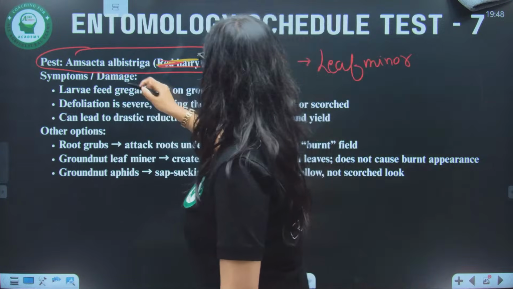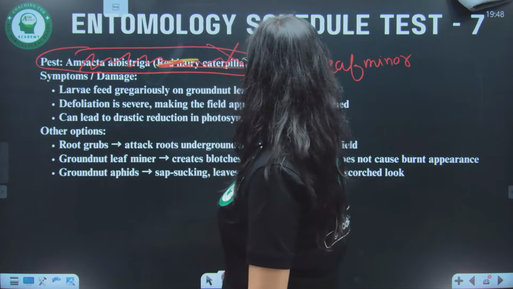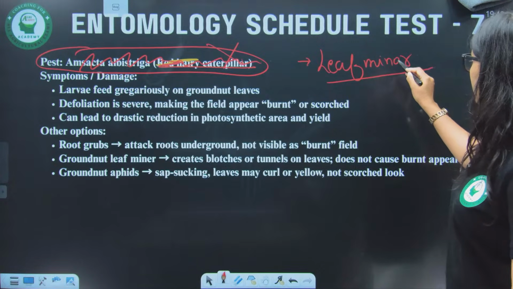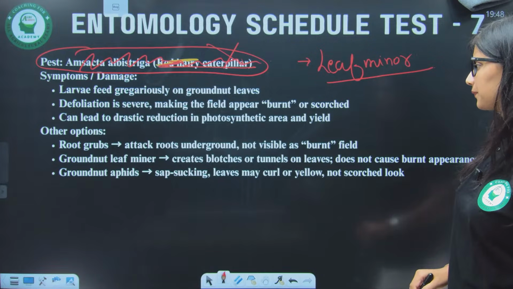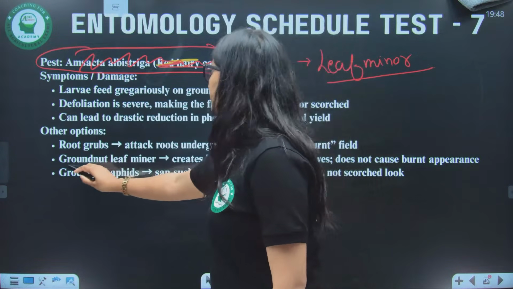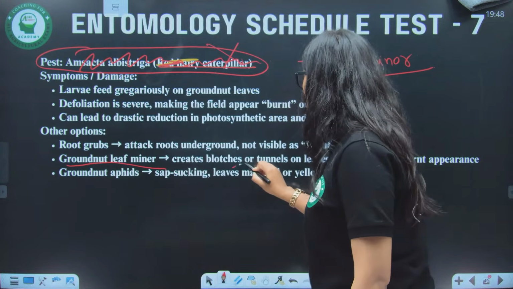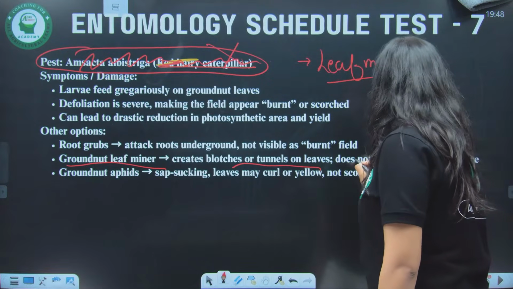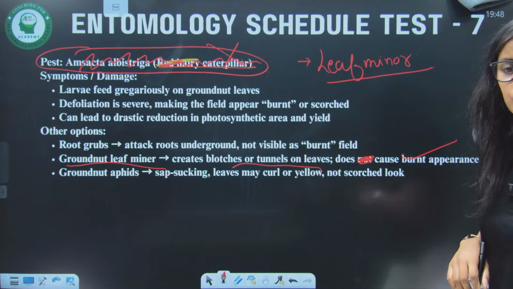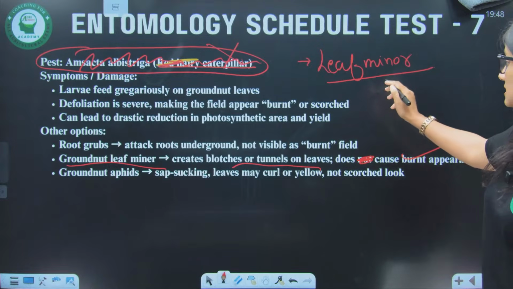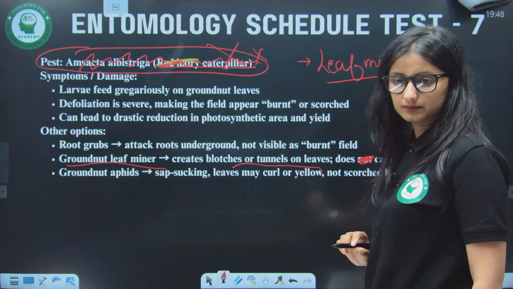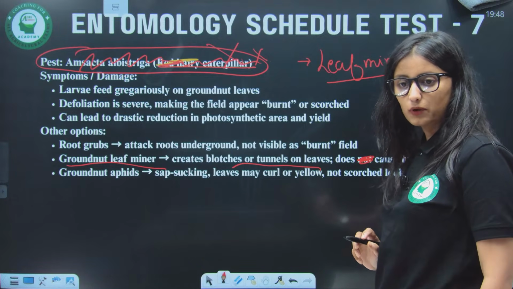This is leaf miner. This is written red hairy. No, red hairy does not cause burnt appearance. Burnt appearance is caused by leaf miner. Okay? Here it is written that the leaf miner creates blotches or tunnels on leaves and causes burnt appearance. So the answer is leaf miner. This is wrong. Okay, so let's move to the next.